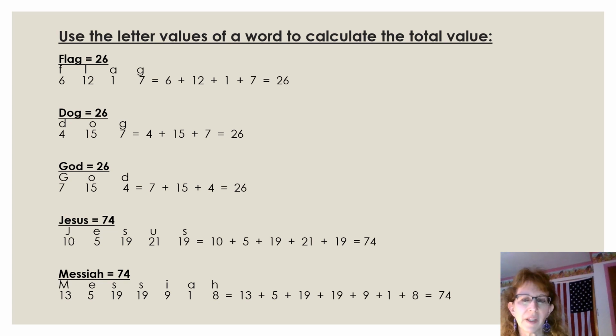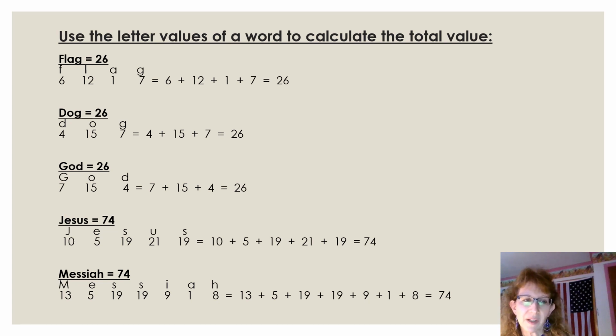All right, so then I calculated a couple of words, their values. I did flag. We have already written out the word flag, and F is 6, L is 12, A is 1, and G is 7. For a total value, add them all together, you get 26. And then we have dog, D-O-G. D is 4, O is 15, and G is 7, and that gives us a value of 26. And then I also wrote out God, and the value of God also comes to 26.